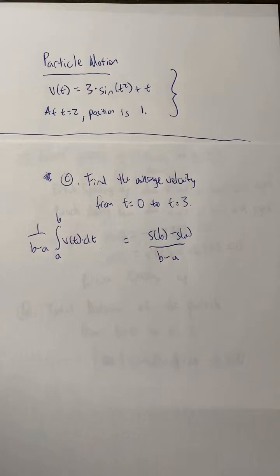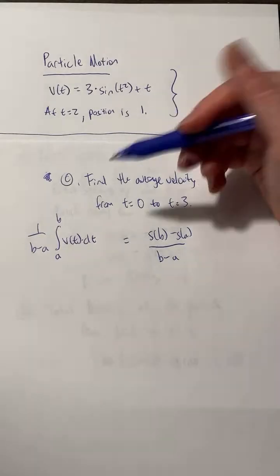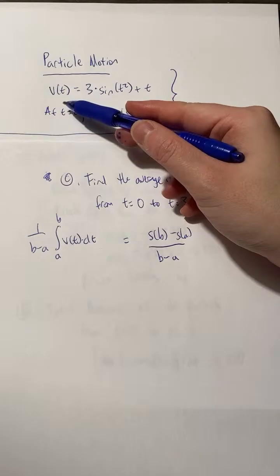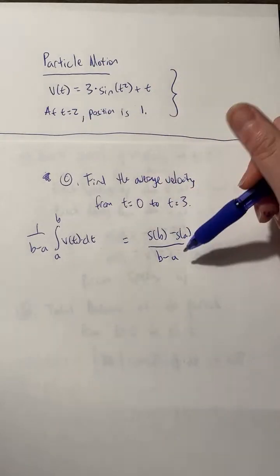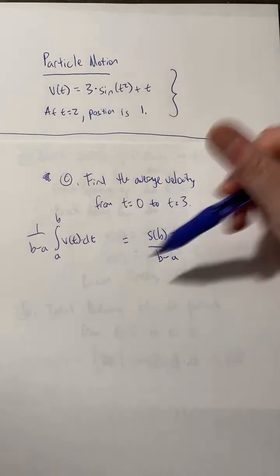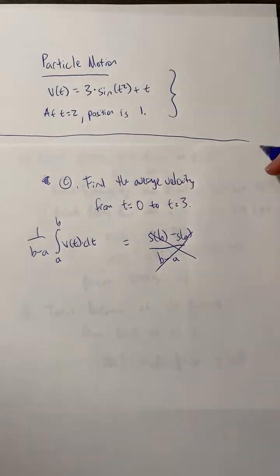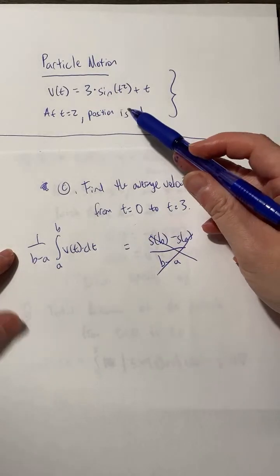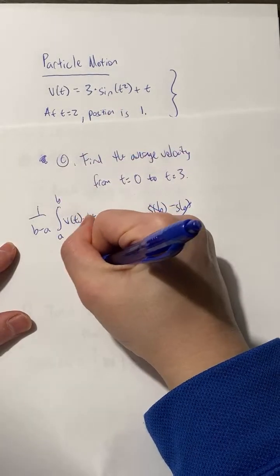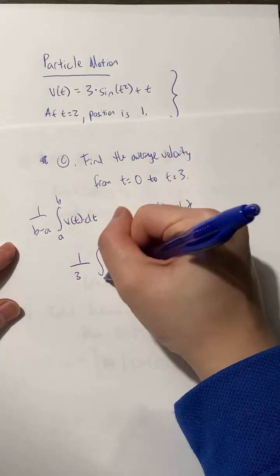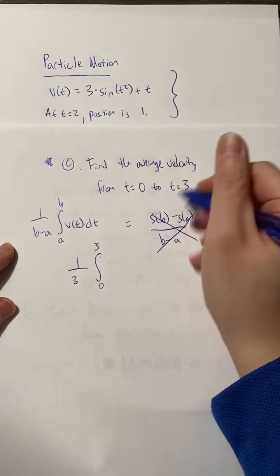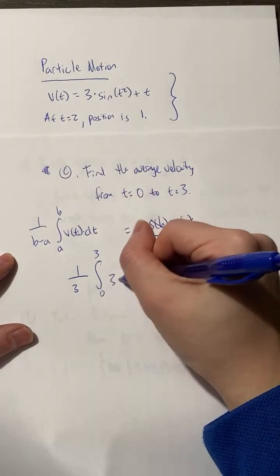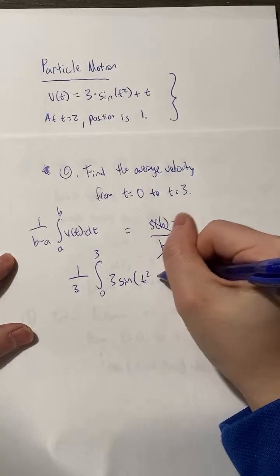So the question is, which formula do I use? Well, you use this formula when velocity is given, and here velocity is given because velocity is always given in particle motion questions. And you use this formula when position is given. So this is more like a multiple choice question, so I'm not going to use this one. All I'm going to do is type into a calculator this formula with 0 and 3, and then this function. So it's going to be 1 over 3 minus 0, which is just 3, integral of 0 to 3, and then I'm going to put in this function here, 3 sine t squared plus t.